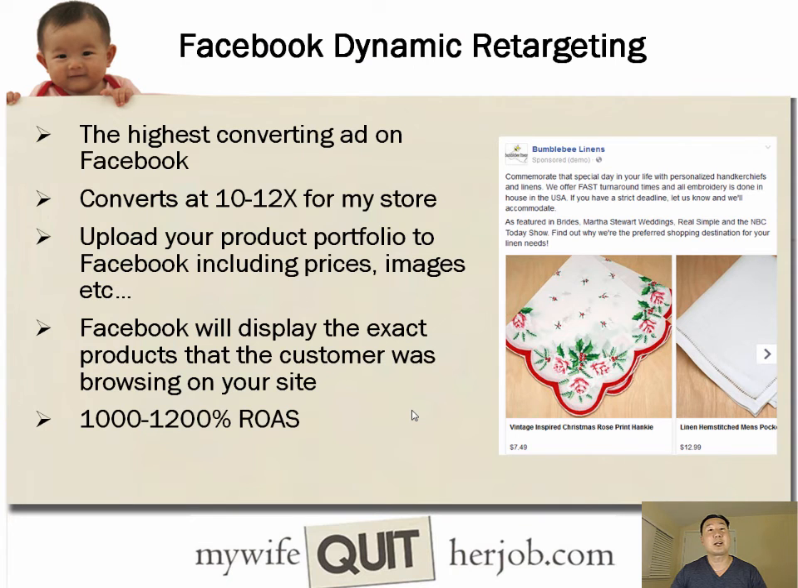Now, once you have some traffic going, you can also run what is called Facebook dynamic retargeting ads. This is the highest converting ad on Facebook, and it actually converts between 10 and 12x for my store. The way it works is that you upload your entire product portfolio over to Facebook, which includes all your prices, your images, and everything. Then Facebook will display in the ad the exact photos that a customer was browsing at on your store. Because of this, the ad converts extremely well, 10 to 12x for my store, and up to 16 to 20x for some of my colleagues' online stores.